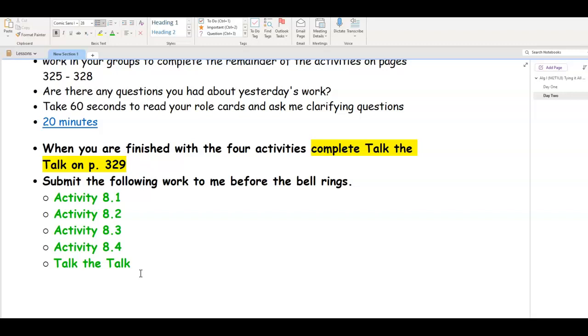So my closing for day 2 would be to turn in all four of the activities and make sure that we get through Talk the Talk. And then if time, I would ask questions about the talk, but I have a feeling that we will be working up to the bell.